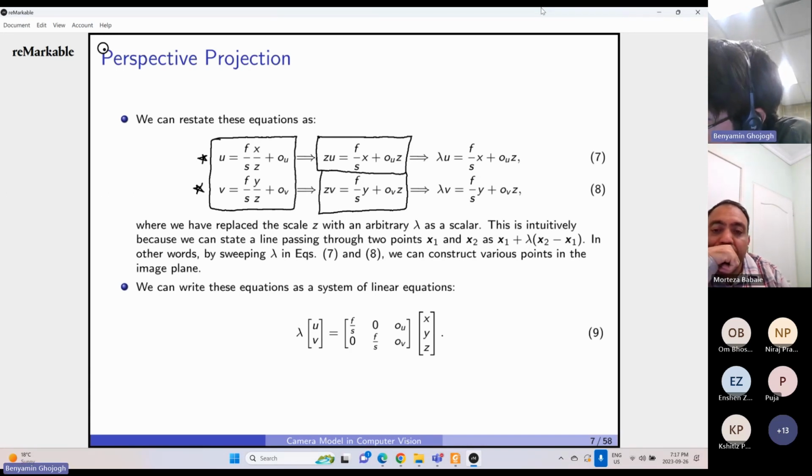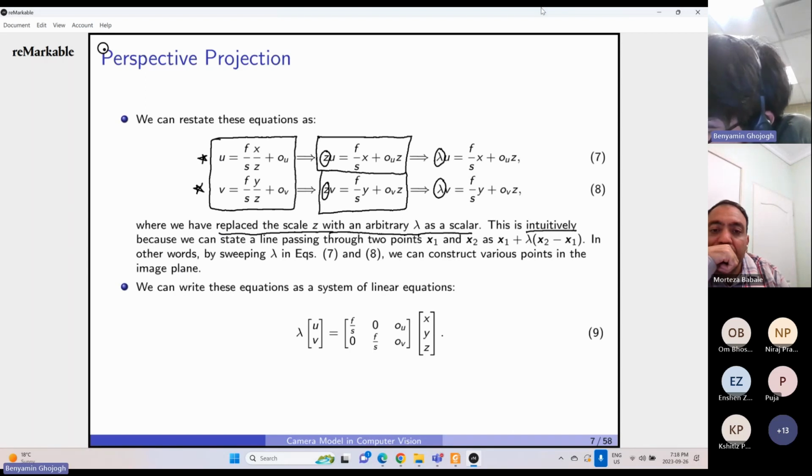Now here, rather than z, I'm replacing z's with lambdas, and I'll tell you why. We have replaced the scale z with an arbitrary lambda as a scalar. Okay. What is the reason behind that?